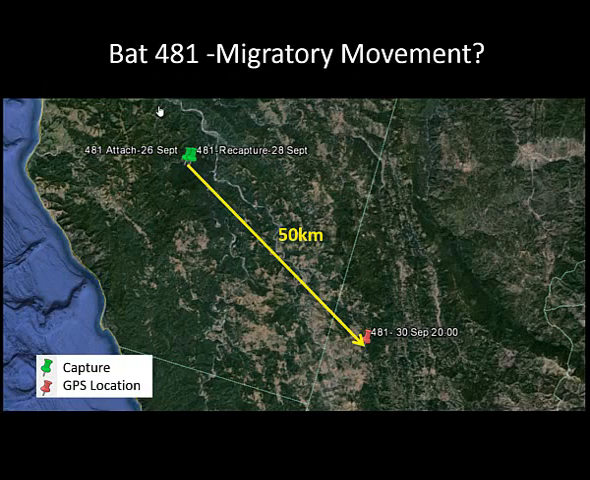So I'm just going to take you through a few little case studies of a few bats and the results that we got from the GPS. First bat, 481: we attached a tag to it on the 26th of September, and recaptured that bat 2 days later in our same field site. It hadn't taken a fix, so we hadn't learned anything about it from the GPS yet, but we released it again. And then 2 days later, we got a GPS location on the bat 50 kilometers away to the southeast.